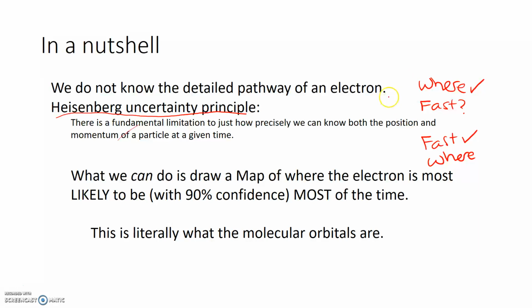Right, so the idea again being that you can know either where you are or how fast you're going, but you can't know both at the same time. Okay, so what can we do? What we can do is draw a map of where the electron is most likely to be within 90% confidence most of the time. And this is literally what the molecular orbitals are. They're these frequency distributions of where the electrons are.